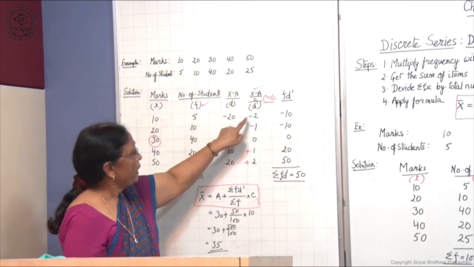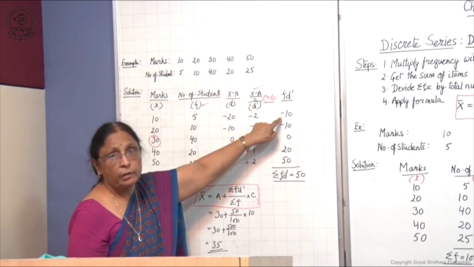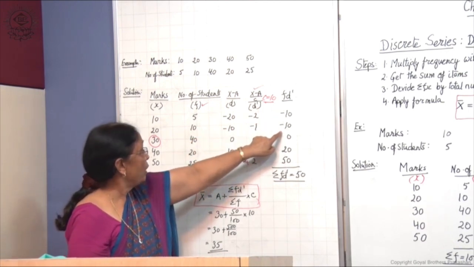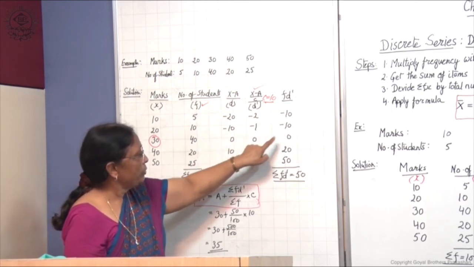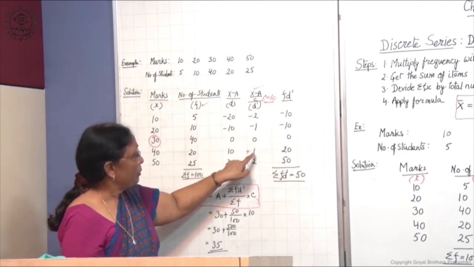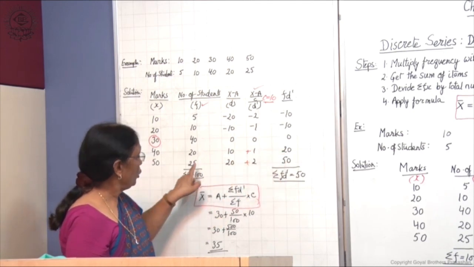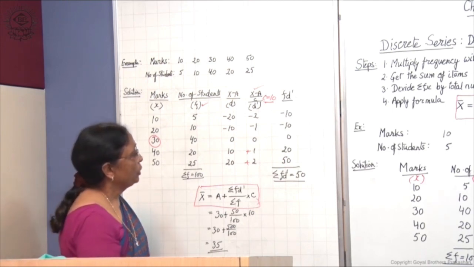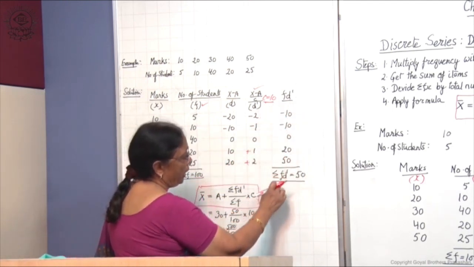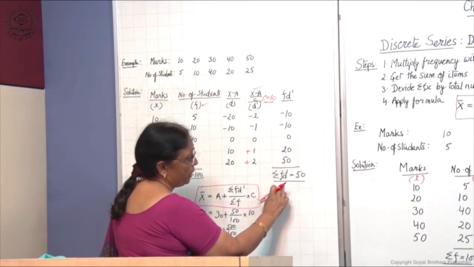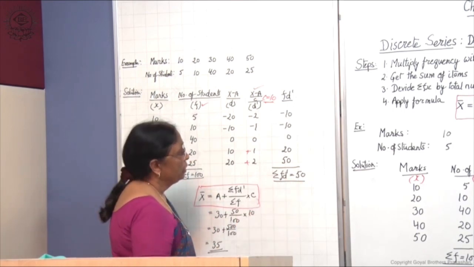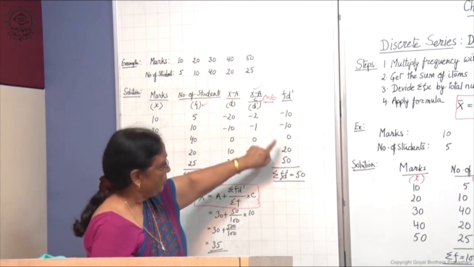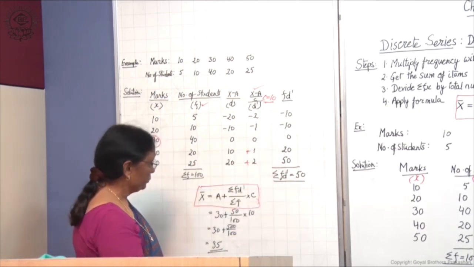So 5 multiplied by minus 2, you will get minus 10. 10 multiplied by minus 1, you will get minus 10. 40 multiplied by 0, you get 0. 20 multiplied by 1 is equal to 20. 25 multiplied by 2 is equal to 50. So you get the FD dash column, and you do the total of this column, sigma FD dash, and you get 50, because this is minus 20 and this is plus 70. The answer is plus 50.